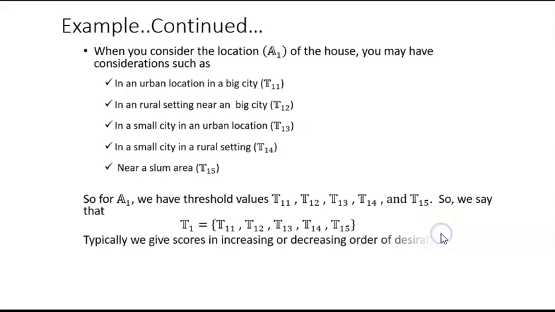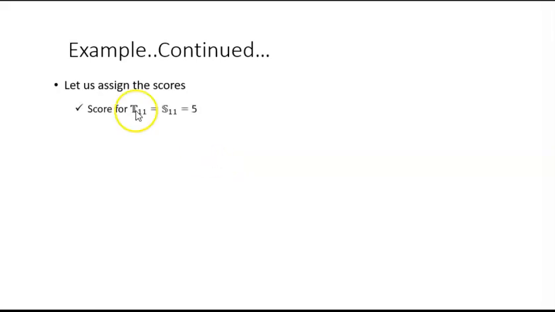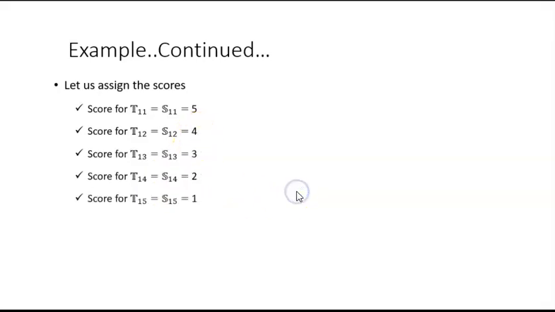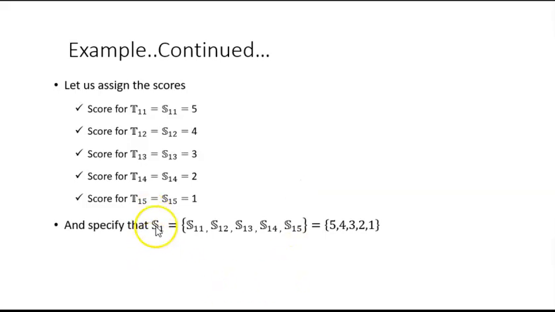Once you write these threshold values, we will assign scores to each one of these values. For T11, there is one value, T12, T13, T14, T15. Typically, we arrange them either in increasing or decreasing order of desirability, so that you can use that scoring to pick up a house that you want to buy. So we assign scores. If it is T11, score is 5. If it is T12, score is 4, and so on. 5, 4, 3, 2, 1. And we say the set of scores is 5, 4, 3, 2, 1.